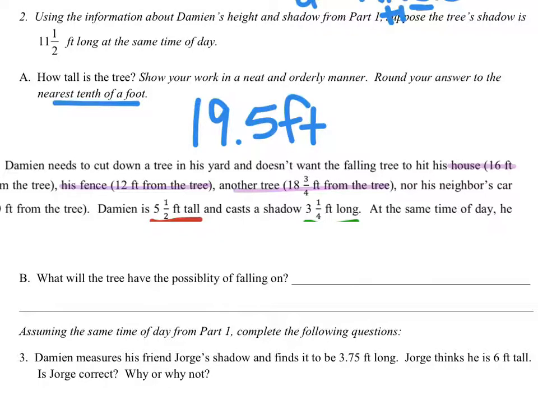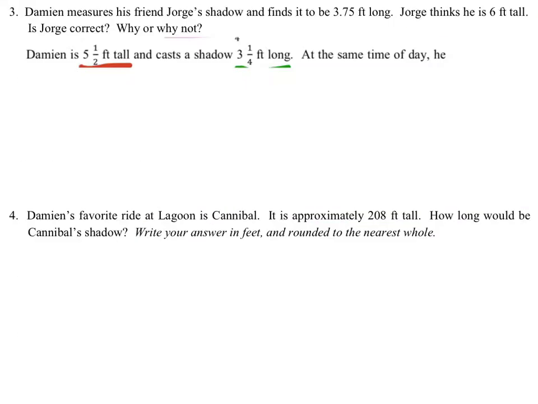So we'll just write these down. We know that it would fall on his house, the other tree, and it looks like it would fall on the fence. There we go. So those are the things that it would still have a possibility of falling on. And of course you may be saying, well, it would have a possibility of falling on the neighbor's car. But again, we're not going to overcomplicate this one.